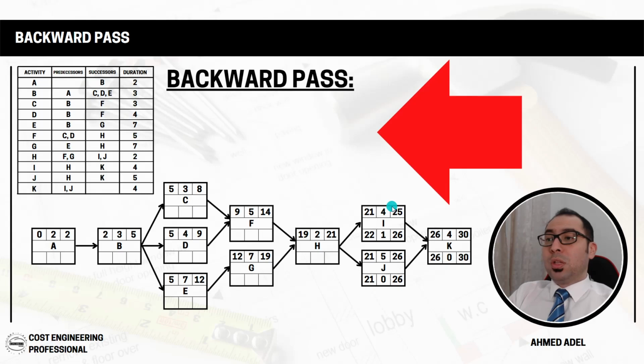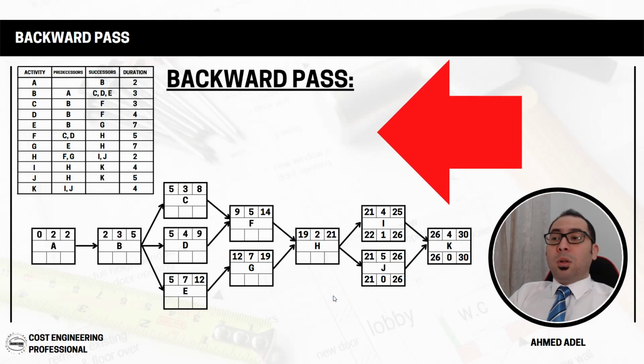Why? Because the early finish is 25 and the late finish is 26. How did we know that the late finish is 26 here? Because the late start here is 26. So as we said, the 26 will come here and it will come here. And when you say late minus early, either for the finish or for the start, it will give you the float. So 26 minus 25, that's 1. 22 minus 21, that's also 1.